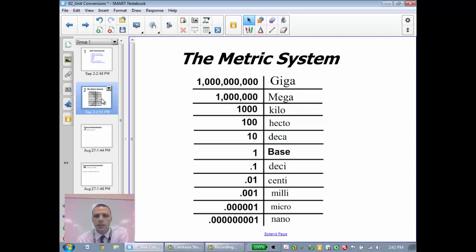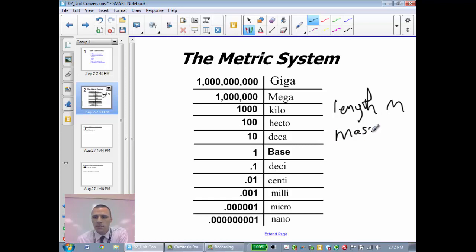So let's get started. The metric system is the system that we use primarily in physics. It's very easy to use because it's all based upon multiples of 10, as you've already heard. The three units that we use the most are length, and we use meters for that. We will use a mass unit of grams, and we will use a time unit of seconds.